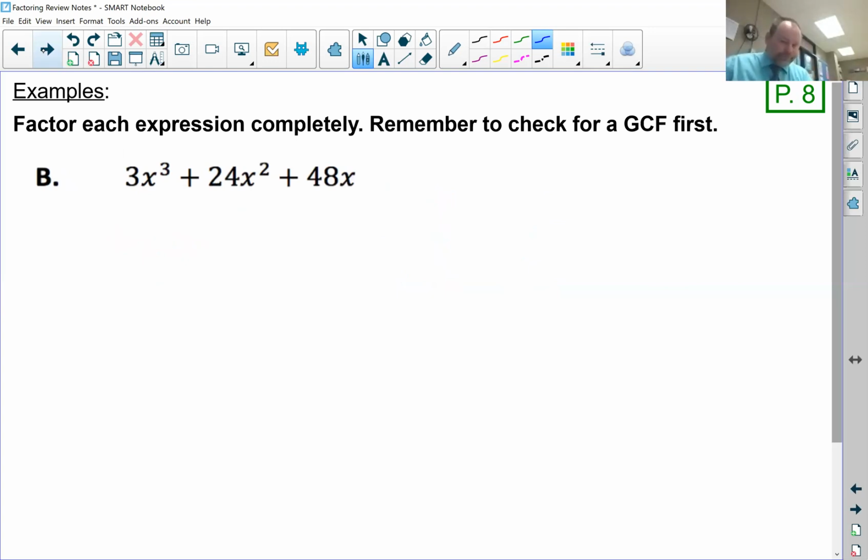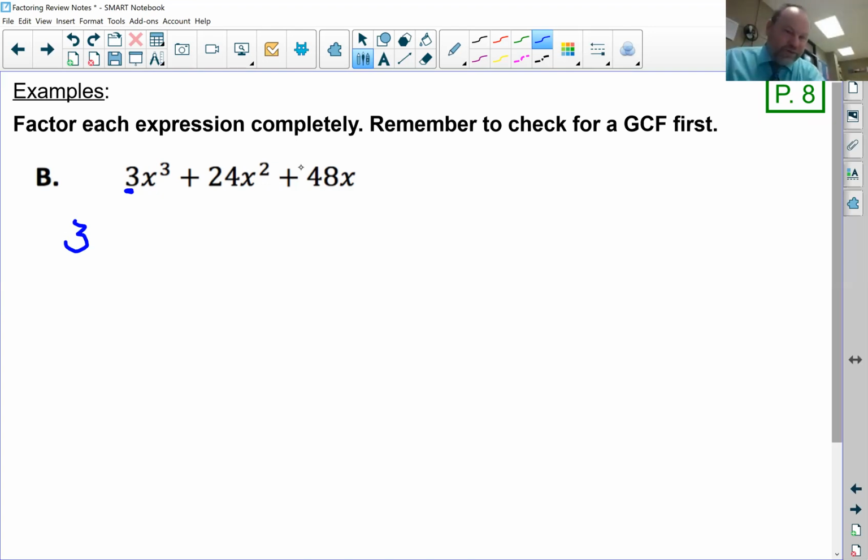Example 2. Now here I have a number in front of my first term. So I'm going to check to see if 3 is a factor of the other two terms. And it turns out it is. So 3 divides evenly into 24 and 48. So I know I'm going to have a greatest common factor. It's going to be 3.